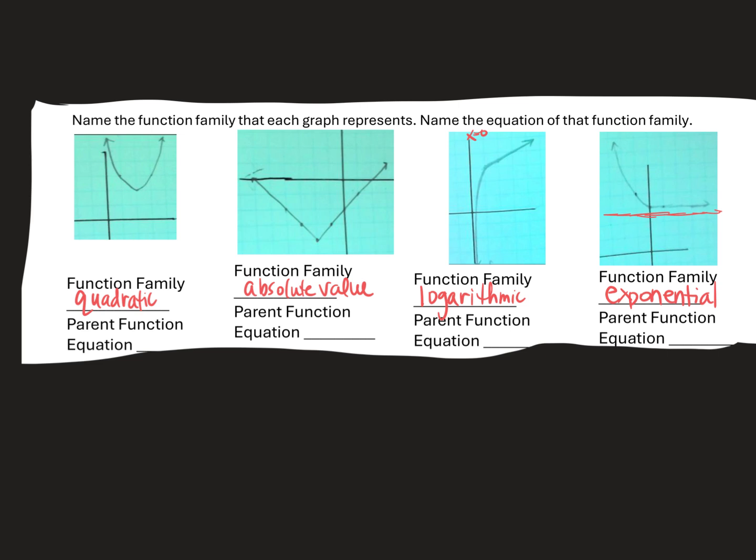The parent function equation, y equals, let me use f of x. F of x equals x squared. The parent function equation for absolute value, f of x equals the absolute value of x. The parent function equation for logarithmic, see I did it again, f of x equals log x. And the one we're going to use for the parent function for an exponential, f of x equals 2 to the x. I think I have some more on the next slide.